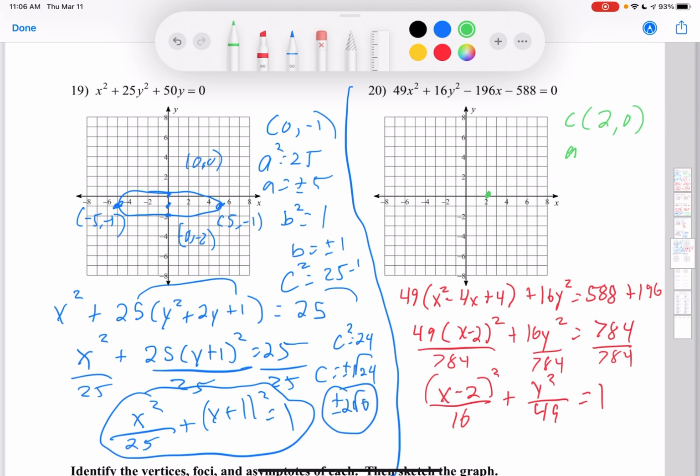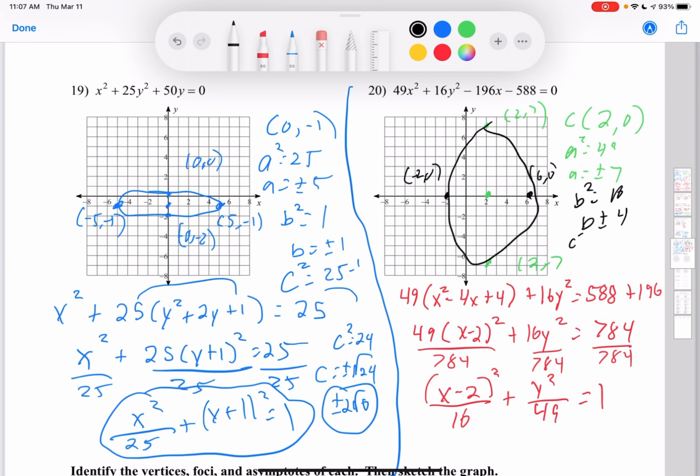A squared is 49 this time, so a squared equals 49. So a equals plus or minus 7, but the 49 is underneath this y, so I have to go up 7 and down 7. So that's the point 2, 7 and 2, negative 7. My b squared value is equal to 16, so b is plus or minus 4. So 4 there, 4 there. So we're at negative 2, 0, and 6, 0. There's my graph.